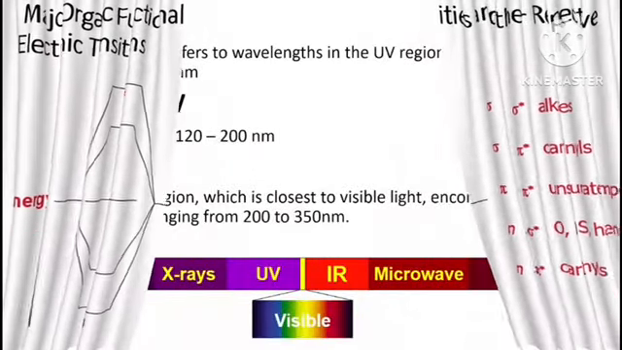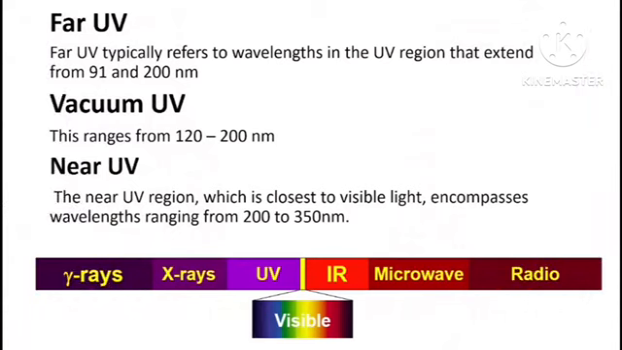Now let's look at the meaning of far UV, near UV, and vacuum UV. What does it mean? When someone asks you what is the meaning of far UV, how do you explain to the person? So let's see what we have here. Far UV typically refers to wavelengths in the UV region that extend from 91 to 200 nanometers. Okay, so this wavelength range of 91 to 200 nanometers is not fixed. Some sources, I mean some books or articles, might give you slightly different values, maybe plus or minus, that might be slightly lower or higher than the range that I've given over here.